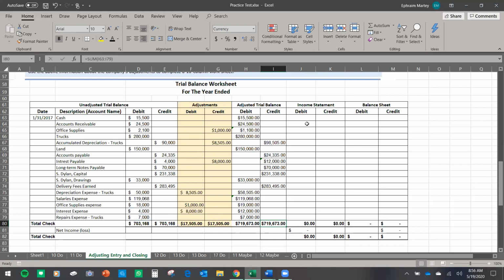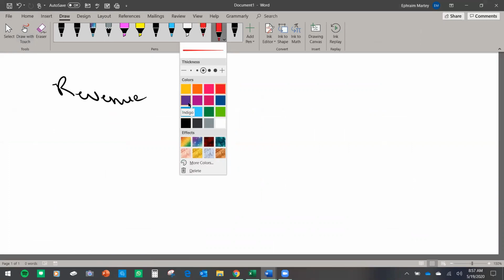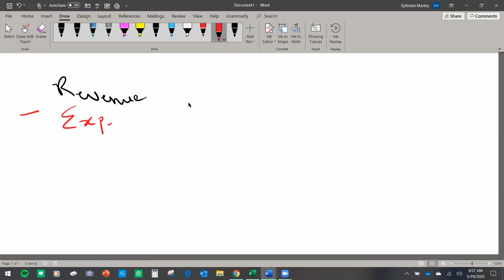We have what we call the income statement and the balance sheet. How do you know which account to use? So just to remind you, this is how you write your income statement. Okay, you have your revenue, minus all your expenses. So you list all the expenses here and you have your net income or net loss. So revenue minus all expenses gives you net income or net loss.